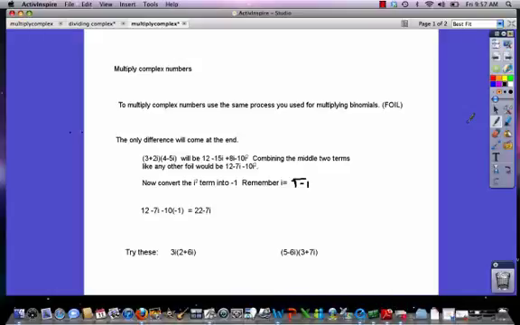All right? Now, we've already multiplied binomials, and we've done that with the FOIL method, where you do first, outer, inner, last. Like if I said I had x plus 2, and multiplied that by x minus 7, for instance, okay?